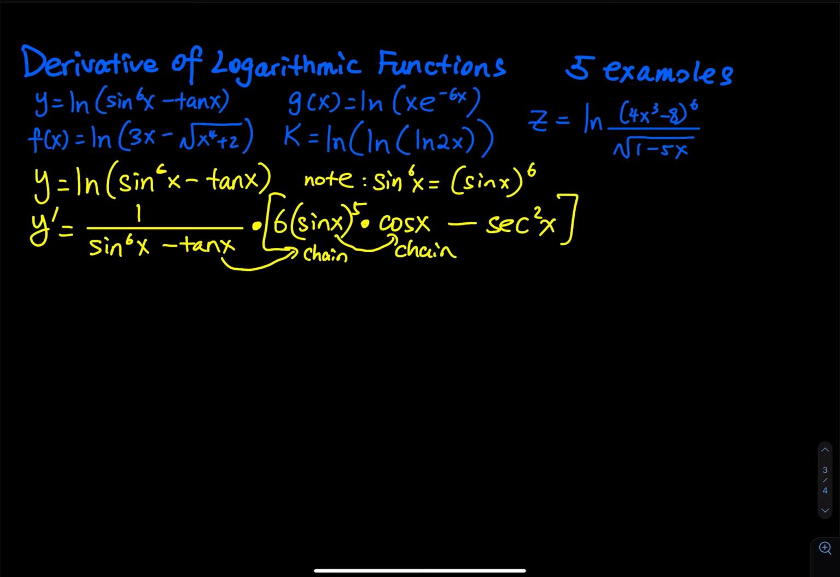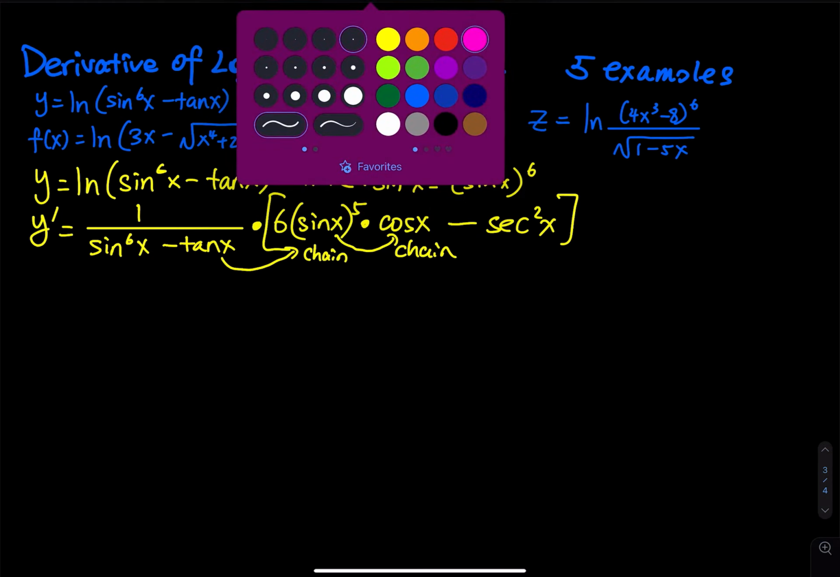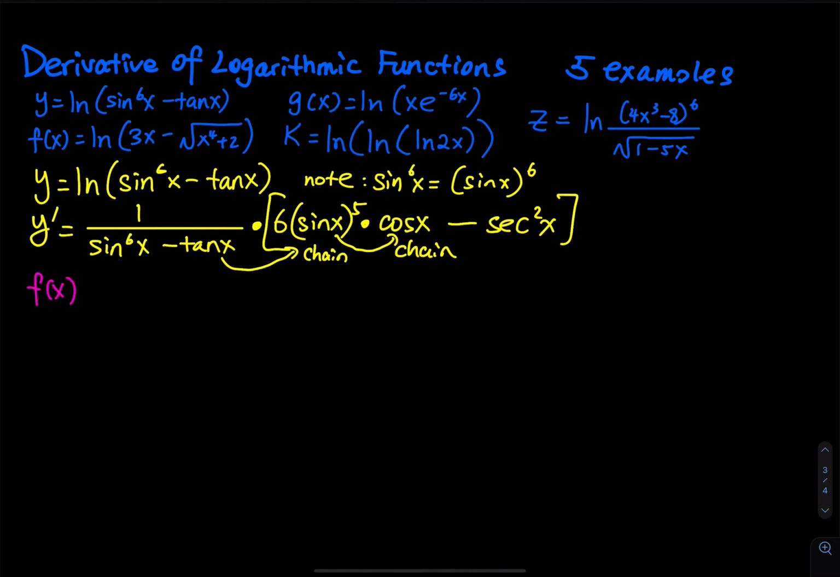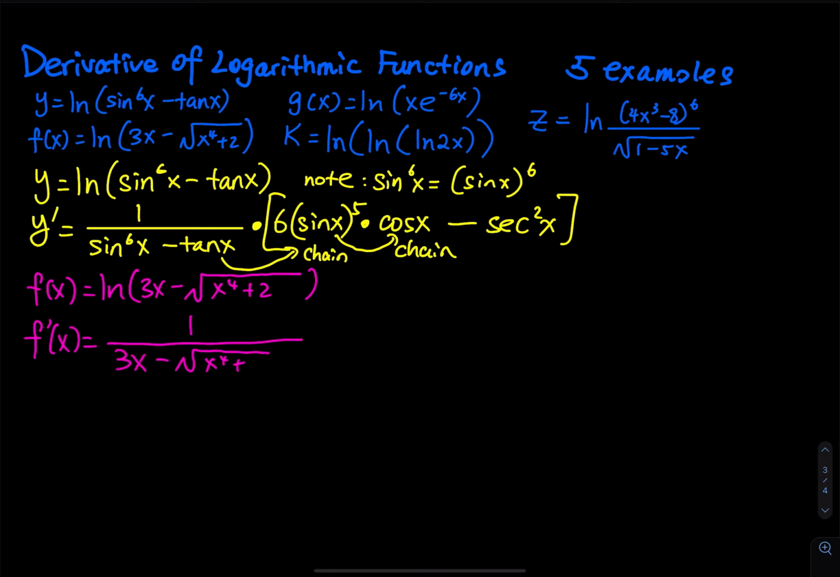The next example, we have f of x equals ln of 3x minus the square root of x to the 4th plus 2. So for the ln derivative, we bring everything to the denominator. So we have 1 divided by 3x minus the square root of x to the 4th plus 2, and then we multiply, chain rule, right? So this is a chain rule.